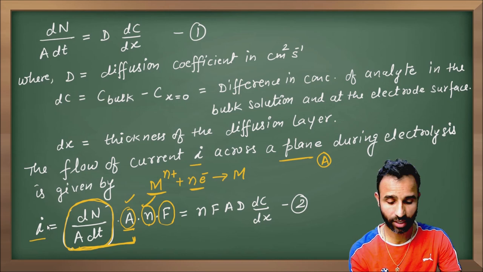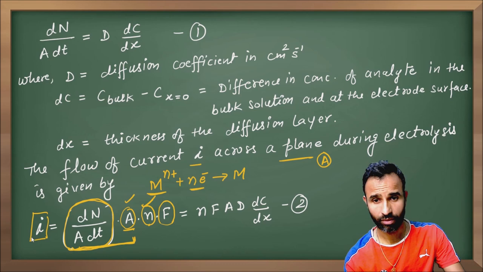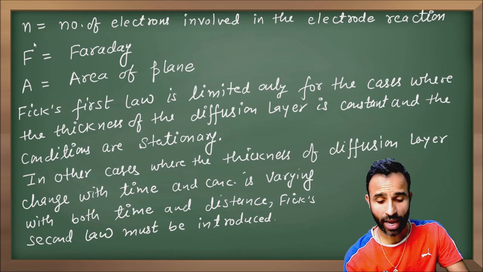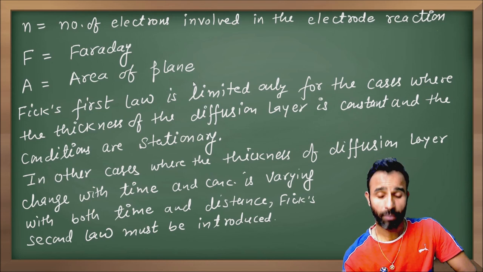So now this current is actually by the diffusion of the ions. That's why this current is actually a diffusion current. So I is replaced by ID. In the next case, n is the number of electrons involved in the electrode reaction, F is Faraday, A is the area of plane. But you know, Fick's first law has some limitations.